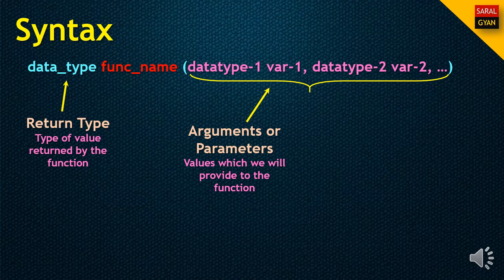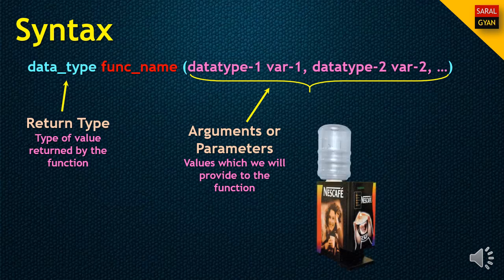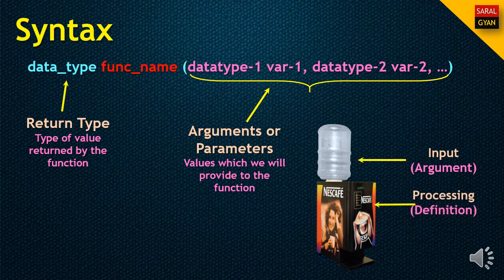In order to better understand, let's take one example. This is a coffee dispenser. In this dispenser, this water is an input. The machine performs the processing, and from here we get some output. In the context of programming, this input is known as the argument, this processing is done by the function definition segment, and this output is the return type which we mention here.